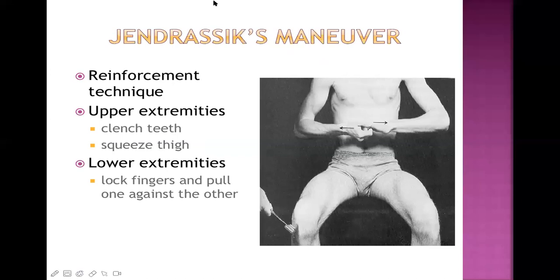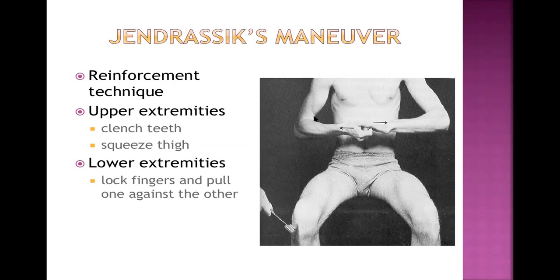Sometimes when we are eliciting the reflexes, it will not come very easily. There is some resistance from the patient's side. So just to ease the reflex, or to divert their attention, there are some reinforcement techniques, called Jendrassik's maneuver. You can see very clearly in the picture, the examiner is trying to do the knee jerk, and has asked the patient to clench the fist by locking the fingers and pulling one against the other. This is one of the reinforcement techniques for elicitation of lower limb reflexes. So this is called Jendrassik maneuver.